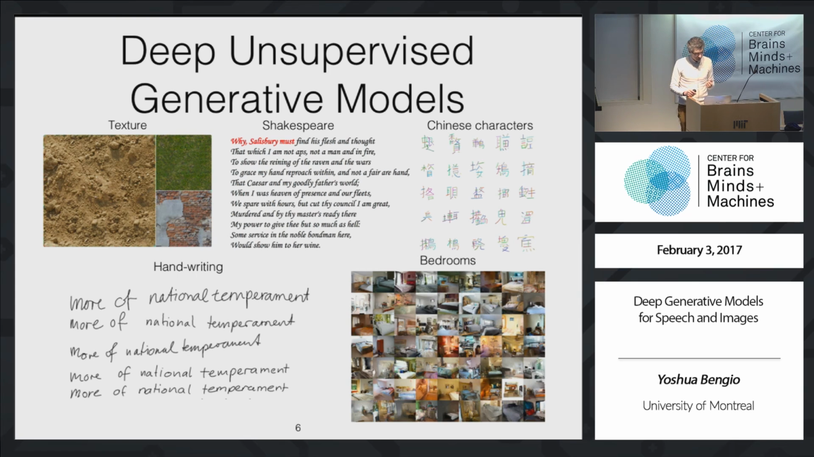So there's been a lot of work exploring different kinds of neural net architectures that can generate data of different kinds. And in recent years, there's been a lot of progress. And these are examples of things that were generated with various algorithms.